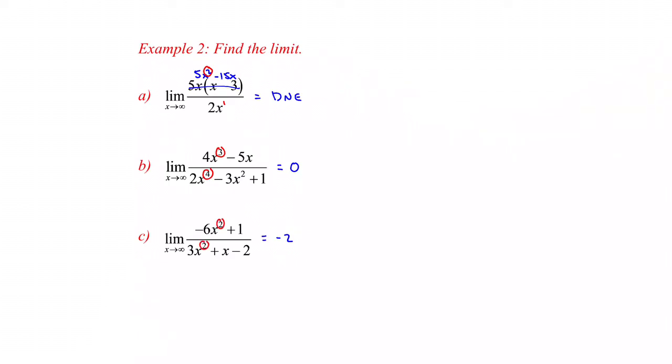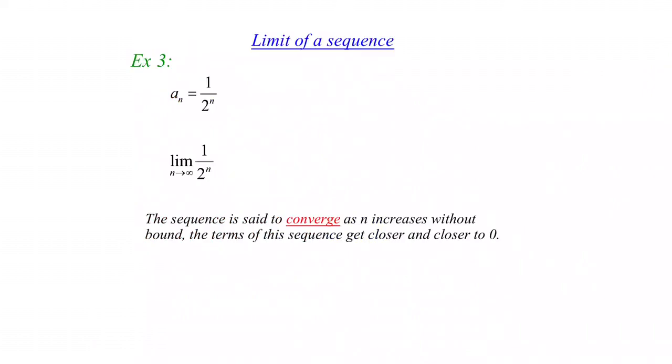So you take the leading coefficient, -6 divided by 3 is -2. So the next part is looking at limits of a sequence. So a sub n is equal to 1 over 2 raised to the nth power.